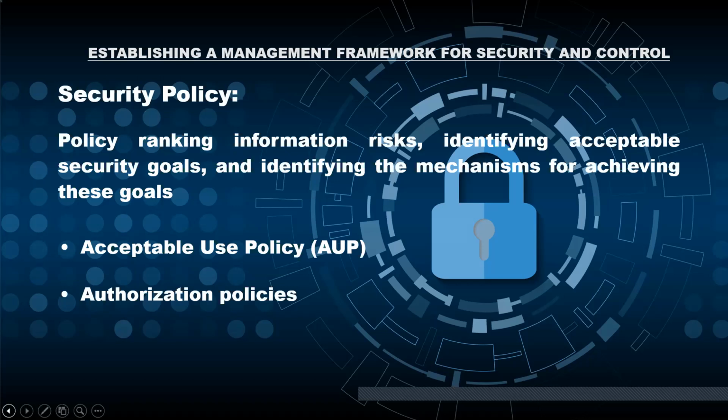So we have here the acceptable use policy, or AUP, and authorization policies. AUP defines the acceptable uses of the firm's information resources and computing equipment, including desktops and laptops, wireless devices, telephones, and the internet. An example is the security policy of Unilever, a multinational company. It requires every employee to use a company-specified device and employ a password or other method of identification when logging into the corporate network.